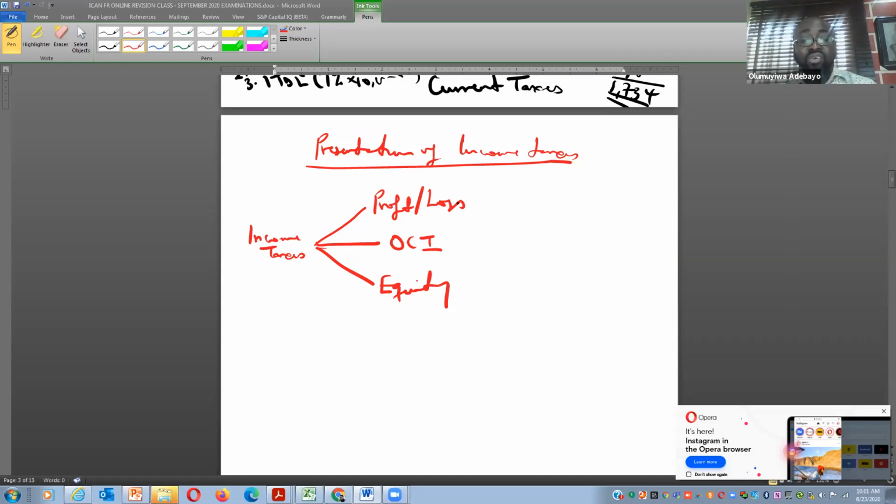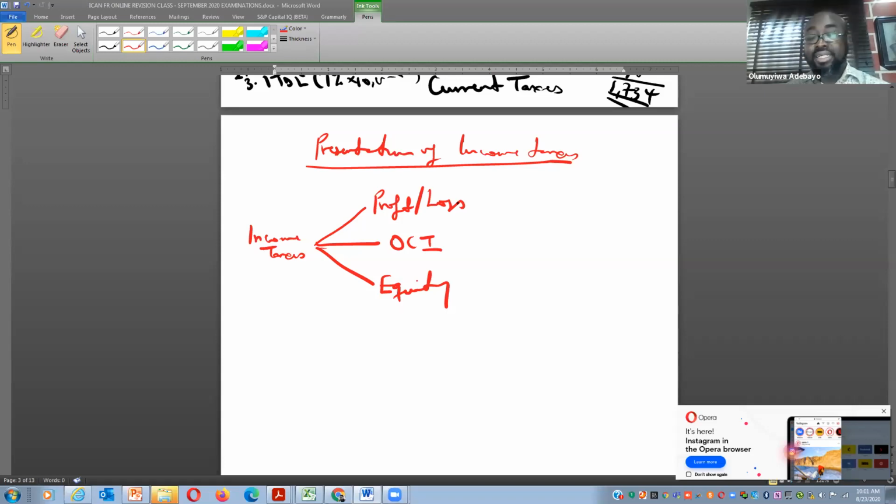Whereas for items that have tax consequences and they are reported within other comprehensive income, their taxes should also be reported within other comprehensive income. And that's why you find out that in IAS 1, information to be presented in OCI is required to be presented net of taxes, because the taxes will also be reported alongside.